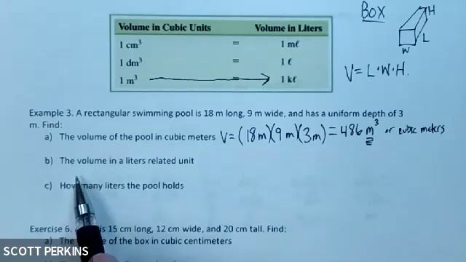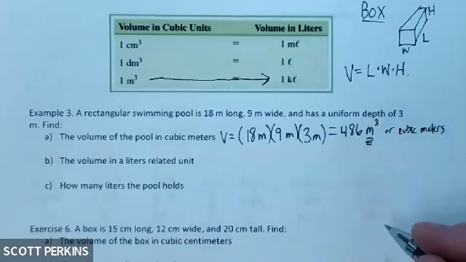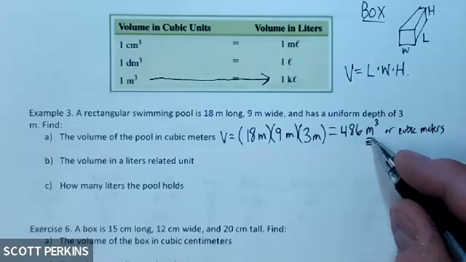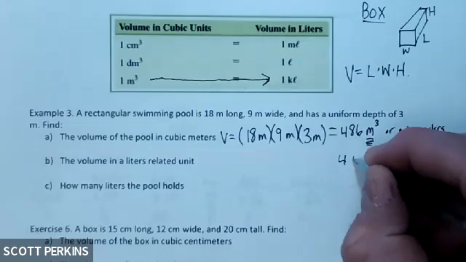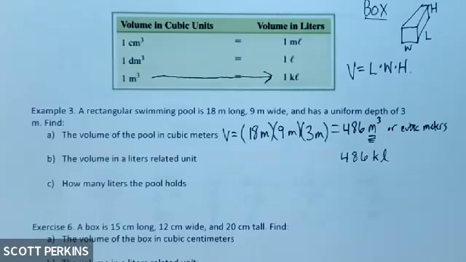So this second part of the problem, what's the volume in a liters related unit? Well, if it's 486 meters cubed, then it's 486 kiloliters. It's just a one-to-one correspondence. There's no calculation. You don't have to do it all.